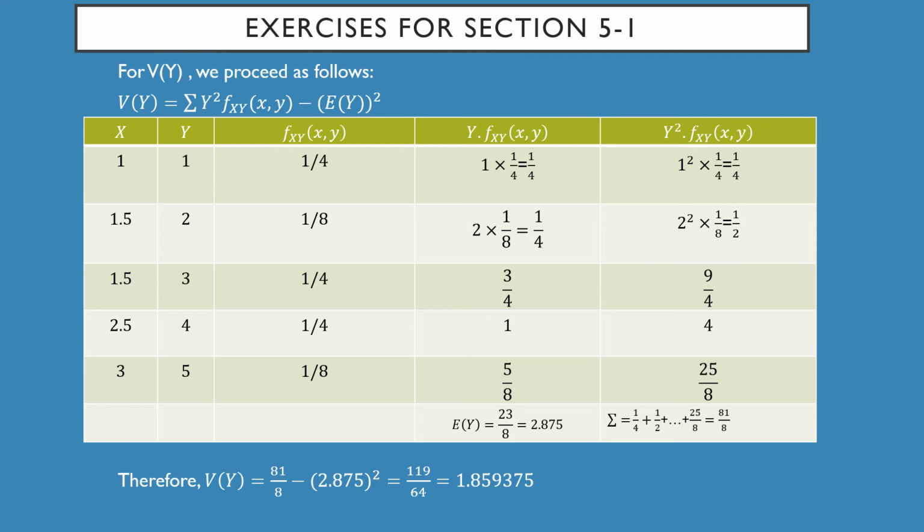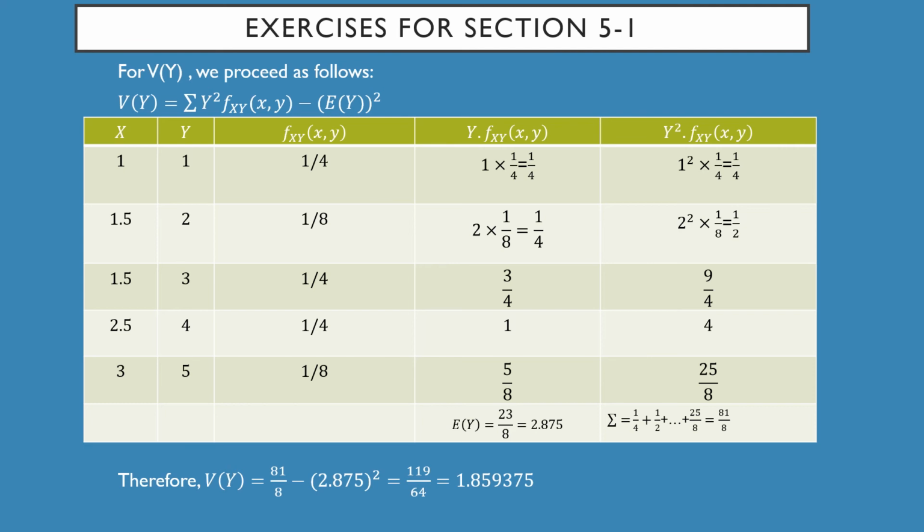So we will add one more column in this table and name it y square into f, because we need the sum of y square into f values. So what is y1? Square it. 1 power 2 is 1, and then we multiply with the joint probability mass function value. So 1 power 2 into 1 over 4 gives us 1 over 4 again. Then the second value, which is 2, 2 power 2 multiplied by 1 over 8, we'll get 1 over 2. Proceeding in the same way, we'll get 9 over 4, 4, and 25 over 8.